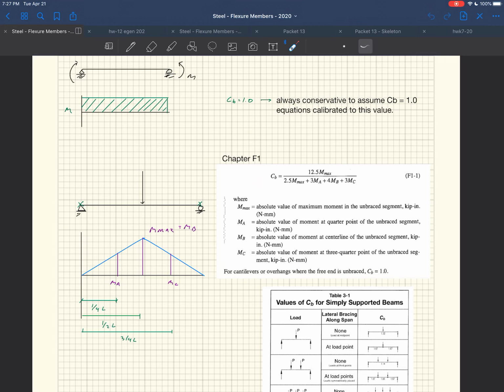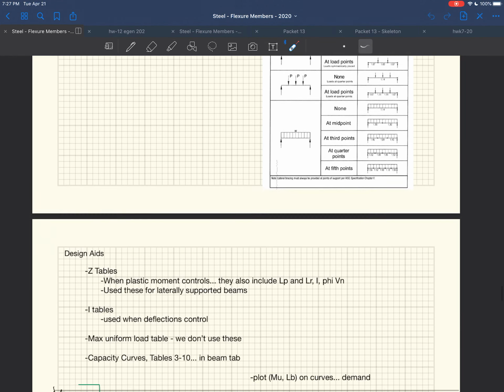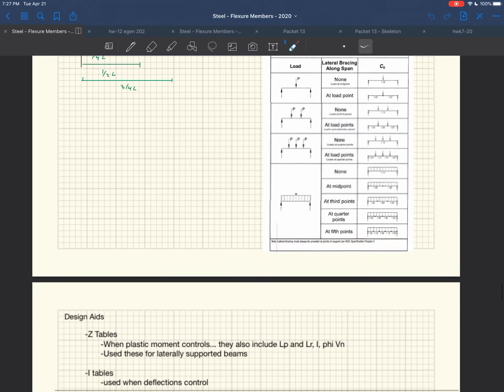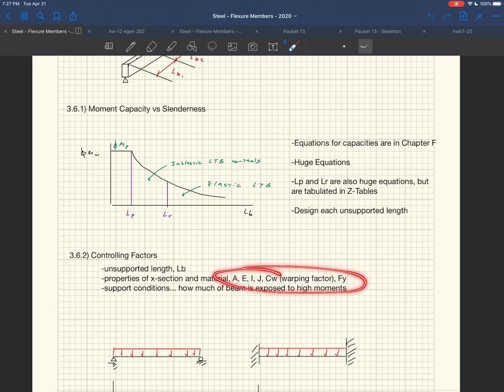We're going to calculate what CB is for the different spans. They have some pre-calculated values here that you can use as well, right? And so CB, we just talked about calculated CB, that's important. But then how do you design for this? Because we looked at the equations. These equations right here that have these values in there, very long, very big pain.